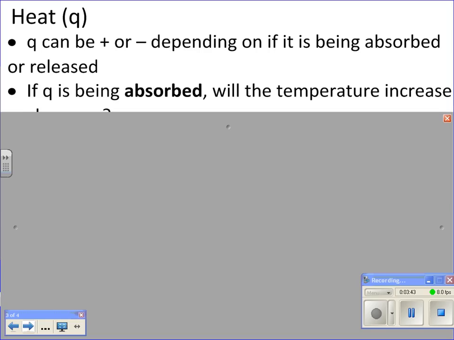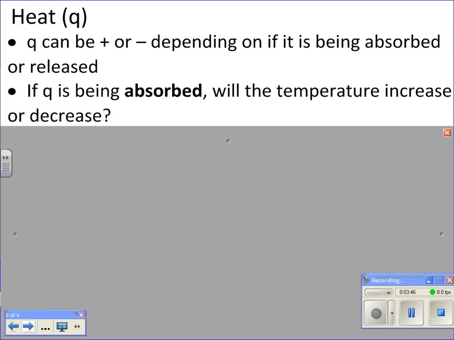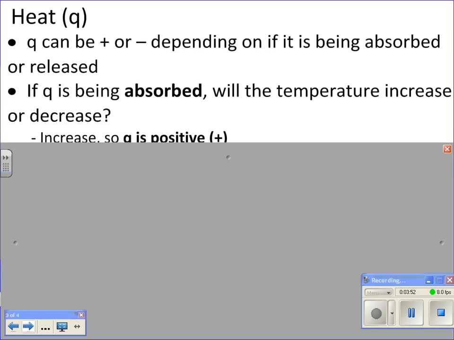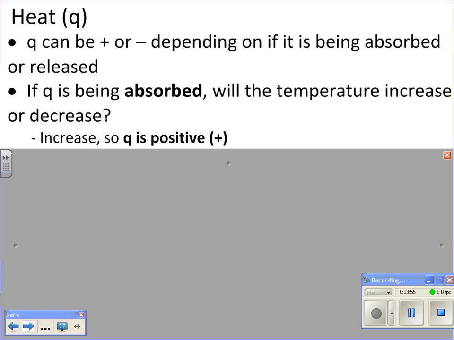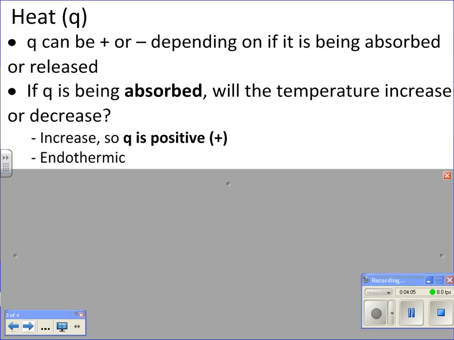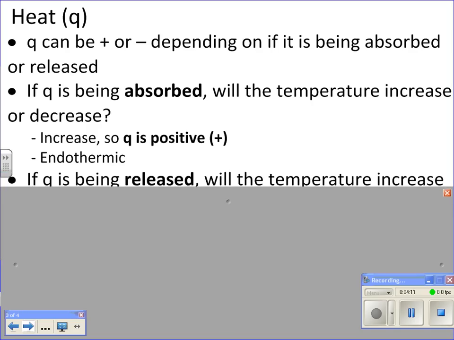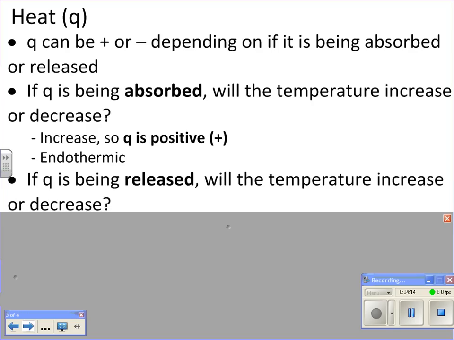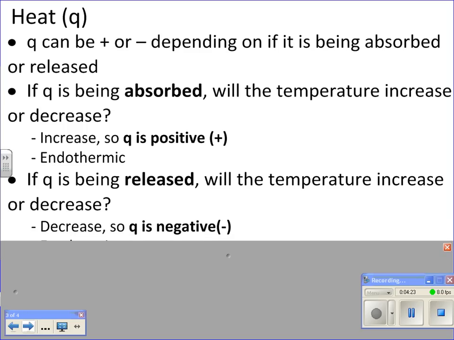So which sign is which? So if Q is being absorbed, heat is going in, will the temperature increase or decrease? The temperature will increase. Think about if it's going into the system, the temperature in there is going to go up, which would mean Q is positive. This is what we call an endothermic reaction. If Q is being released, what will the temperature do? Well, it will do the opposite. Q is being released within the system, heat is leaving, so the temperature is actually going to go down because heat is leaving, so the temperature will decrease and Q will then be negative.